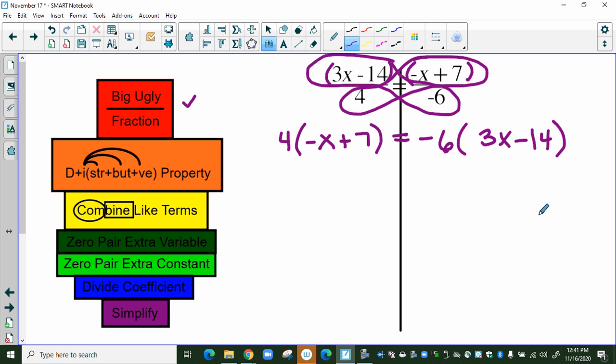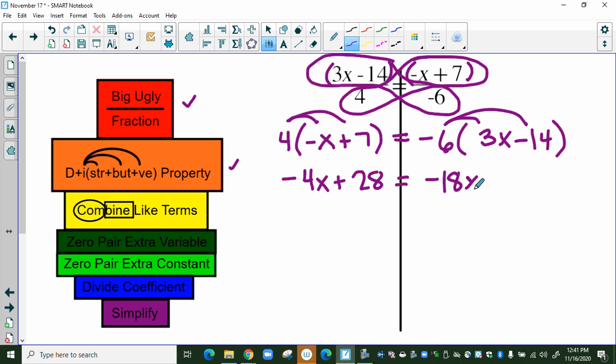All right, so now we've rewritten the problem so it doesn't look like fractions anymore. We can go to the distributive property, and we'll have -4x plus 28, -18x minus 84, no, plus 84. Negative times a negative is a positive. No like terms because I have one circle, one box, one circle, one box. Those are not like terms.